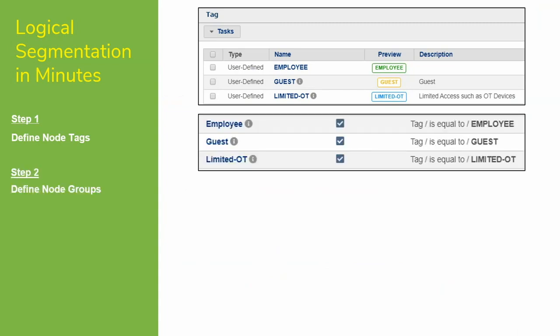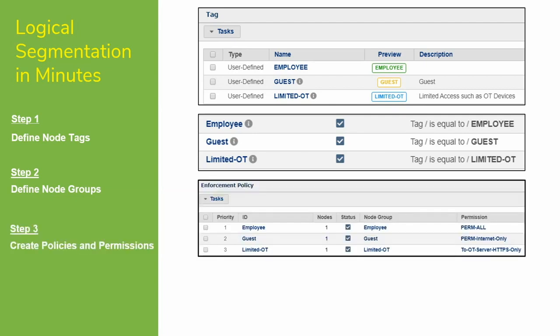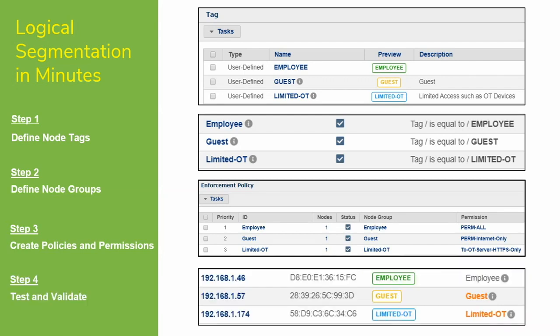Once you define the tags, you can create node groups. Node groups will match on the previously created tags to group nodes together as they connect to the network. The node groups can then be linked to enforcement policies and permissions. This means that any device that is assigned a tag, matches a group, then falls under the enforcement policy and automatically has the defined permissions applied to the device.